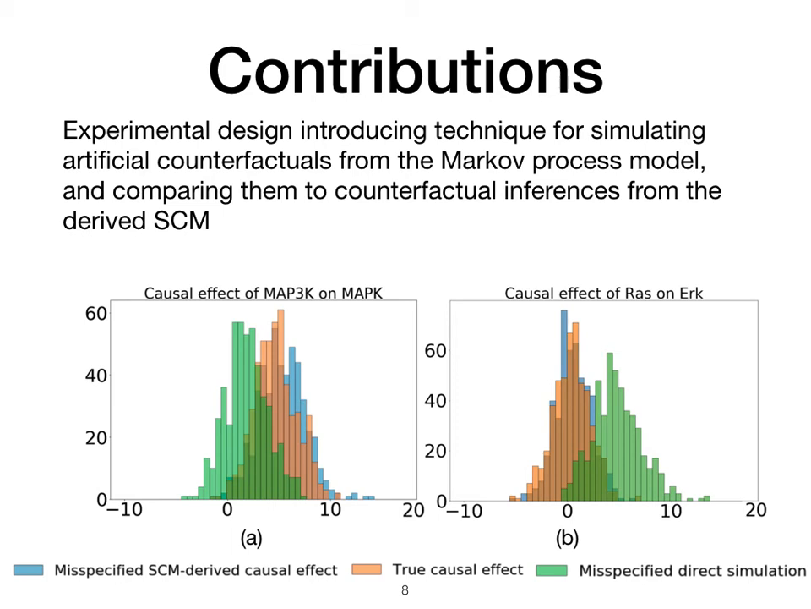The green corresponds to a causal effect predicted by stochastic forward simulation from a misspecified Markov process model. That same misspecified model was used to derive an SCM. That misspecified SCM was used to estimate the causal effect indicated by the blue histogram. The blue histogram of predicted causal effects from a misspecified SCM is closer to the orange histogram of true causal effects than the green histogram of causal effects derived from a direct simulation from the misspecified model.